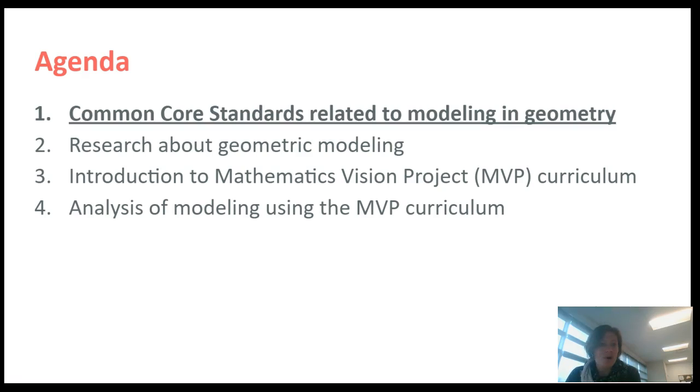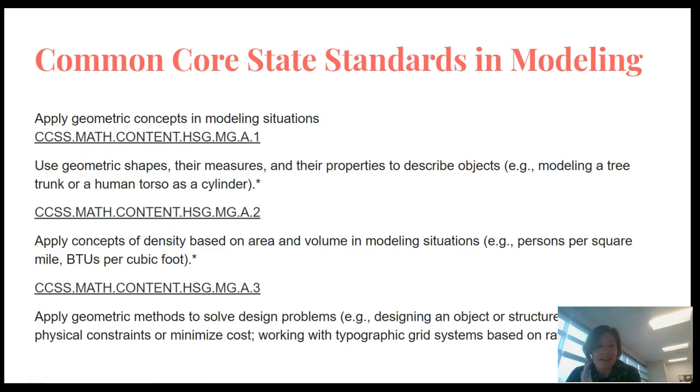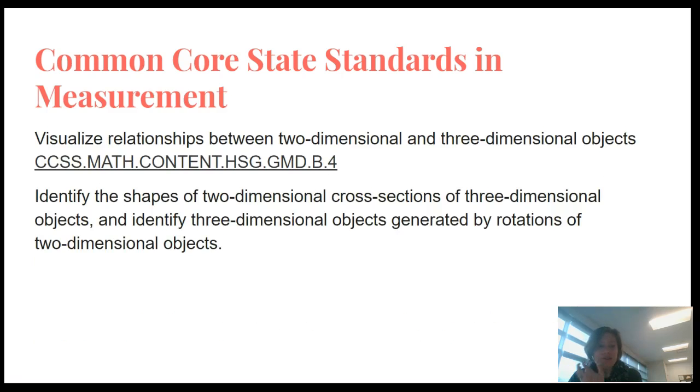So the first thing we'll go through are the Common Core standards relating to modeling. So these should be familiar. So we're applying modeling using shapes. We're describing objects. We're looking at density. And then kind of the big one is the bottom, apply geometric methods to solve design problems. Designing an object or structure to satisfy some constraints. Kind of working within, okay, here's these geometric ideas. How can we apply them? And then we're also going to take a look at two-dimensional and three-dimensional objects.